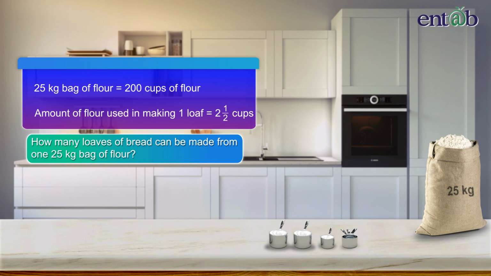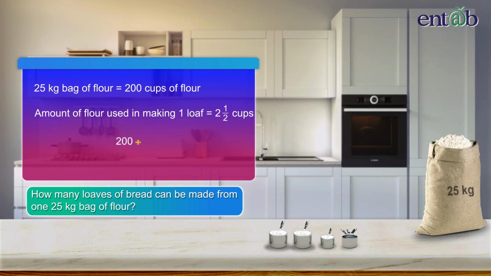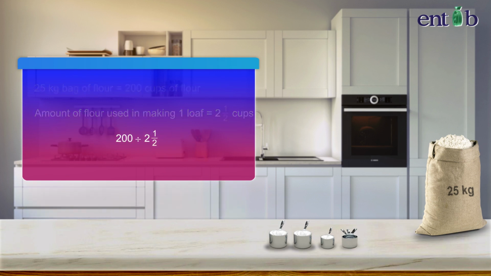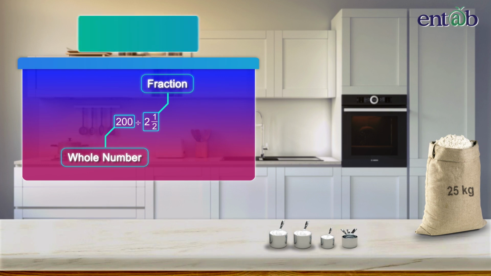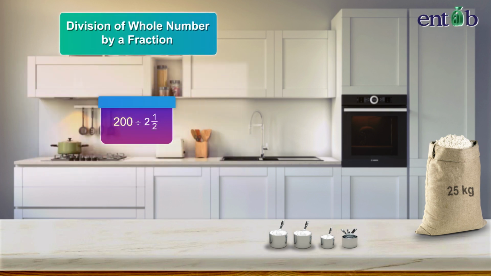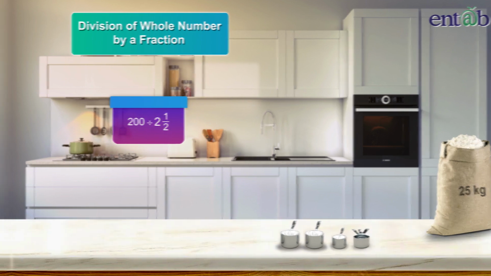Confused? Don't worry, I am there to help you. To figure this out, we must divide 200 by 2.5. Observe here that 200 is a whole number and 2.5 is a fraction. Now you must be thinking about how to divide a whole number by a fraction.